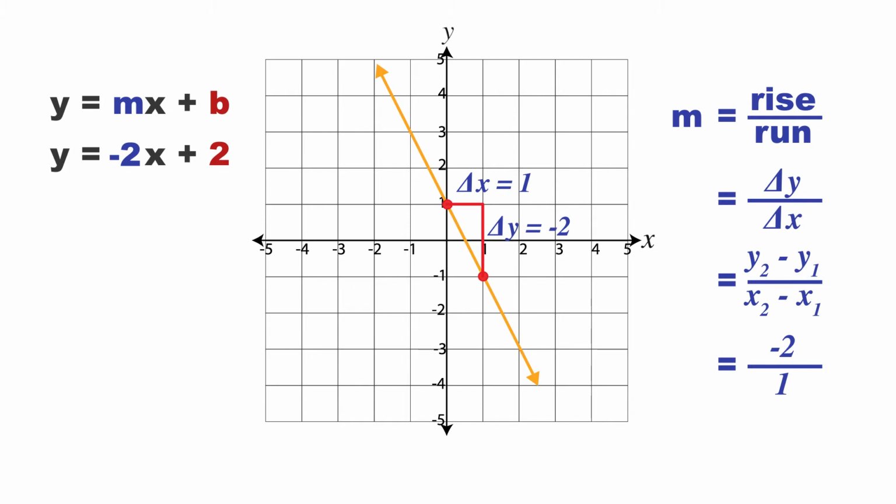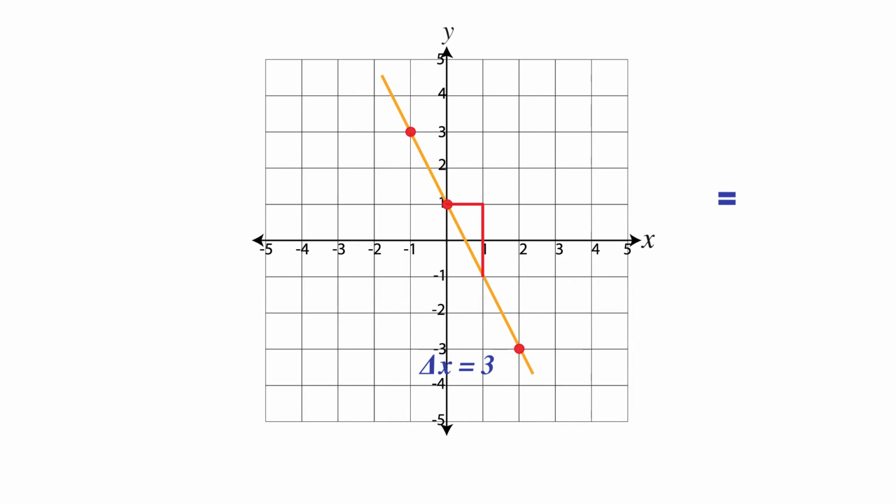To illustrate this, I could choose minus 1, 3 as my first point and 2, minus 3 as my second point. The change in y will now be minus 6 and the change in x will be 3. Even though the values of the changes are not the same as before, the ratio is still the same since minus 6 divided by 3 is still minus 2.